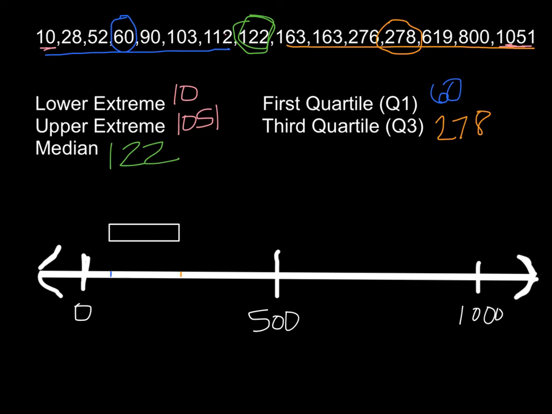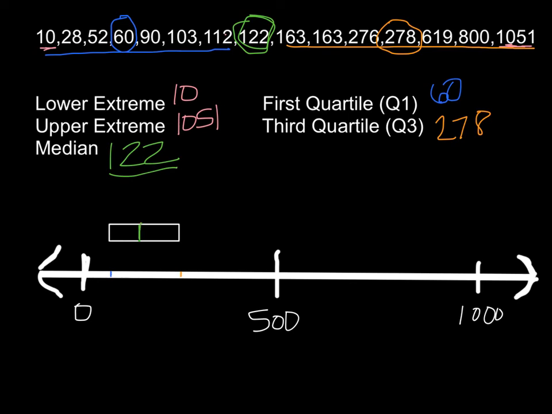We're going to divide the box in two by drawing our median. The median is 122. So if this is 278 on one end and 60 on the other, 120 is going to be about right there. Here we go. That's about 122.